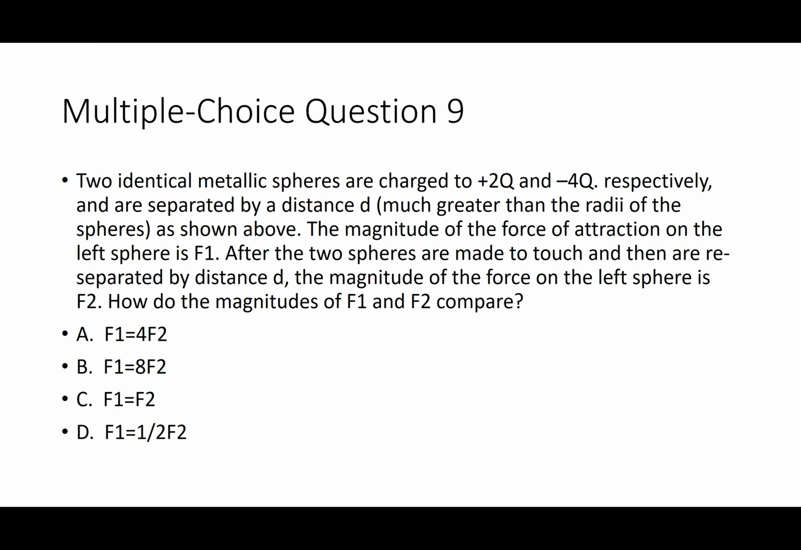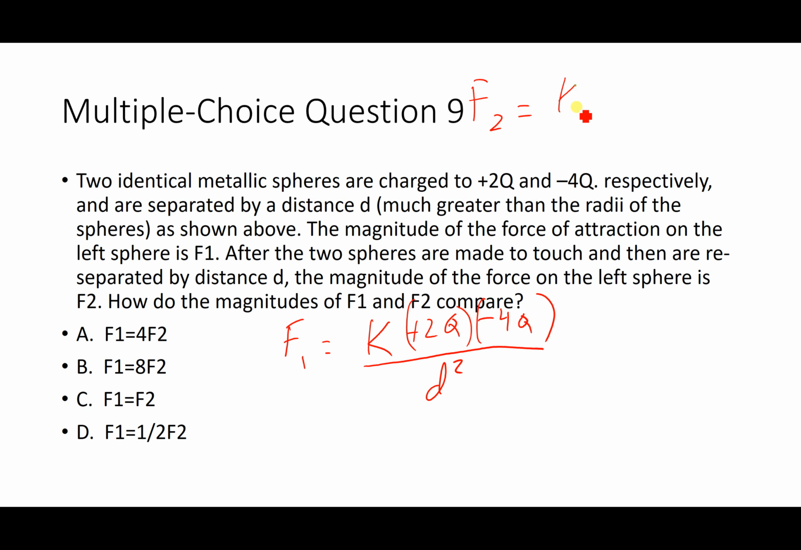All right, so what we ended up doing, let's write out what we started off with. For F1, we had a situation where we had K times plus 2Q times minus 4Q all over d squared. For F2, once we let them touch, now we have K times negative Q times negative Q all over d squared.